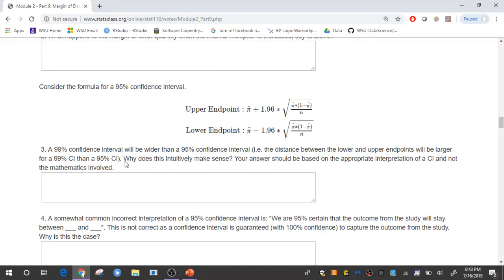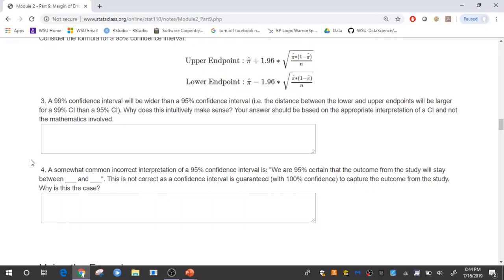So when I go from a 95% confidence interval to a 99% confidence interval, what's going to happen to these endpoints? What's going to happen is that they're going to get further apart because I'm using a larger value here. And this question asks, why does that intuitively make sense? So I'll let you try to answer that. After you provide your answers again, my solutions will be provided so you can check how you did there.